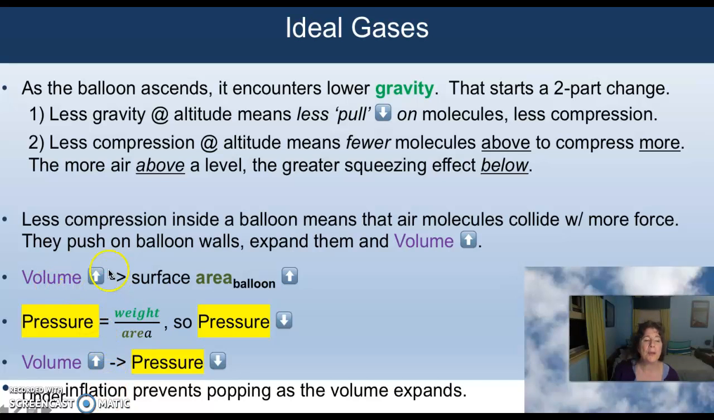Because when the volume of a balloon expands, the surface area of the balloon expands. And since pressure is weight over area, that means the pressure is going to decline, because the area that expanded is in the denominator. So it cuts the dividend down and makes it less. So when volume goes up, pressure goes down. The underinflation was designed to prevent the popping as the balloon expanded.